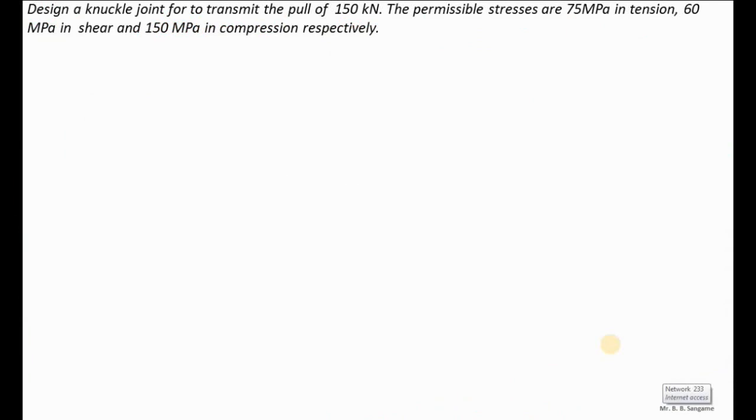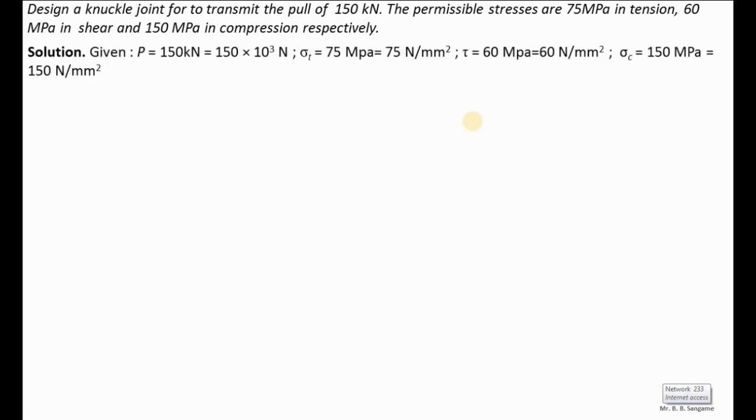So here we have to design a knuckle joint to transmit the pull of 150 kN. The permissible stresses are 75 megapascal in tension, 60 megapascal in shear and 150 megapascal in compression respectively. So let us see what we have in the given.